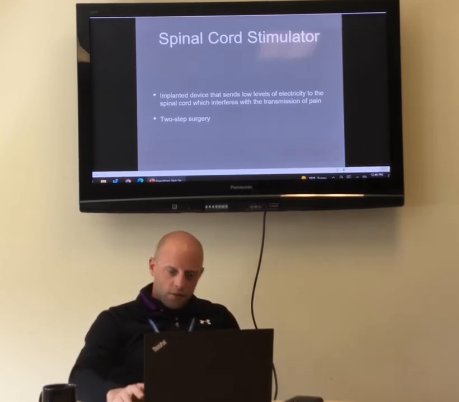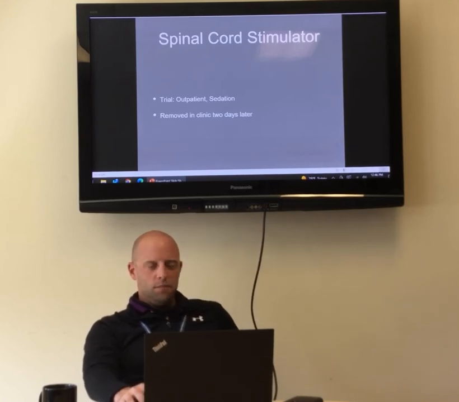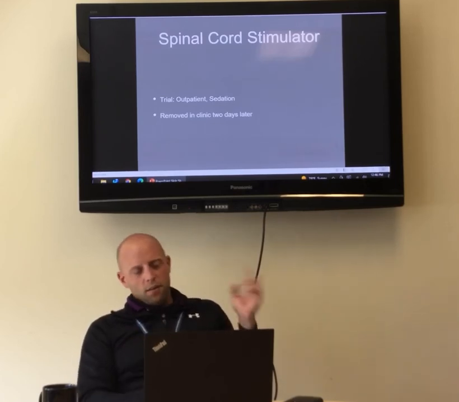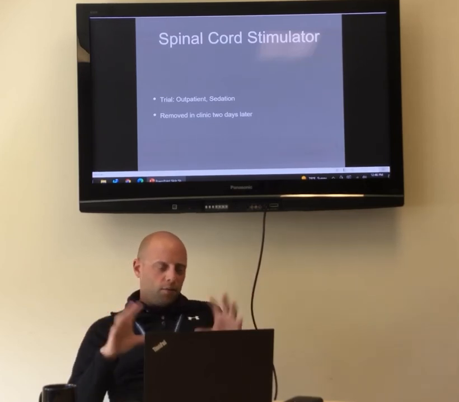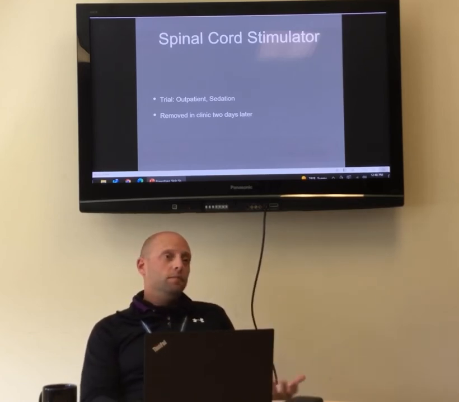It's a two-step surgery. The first step is a trial. This is done as an outpatient. We just give them some sedation, we kind of calm them down, and then we put in one, sometimes two needles. These wires go in through the needles and come out, we put a big dressing on there, and we leave it in for a few days. We bring them back, and we just ask them, did it help? How much did it help?